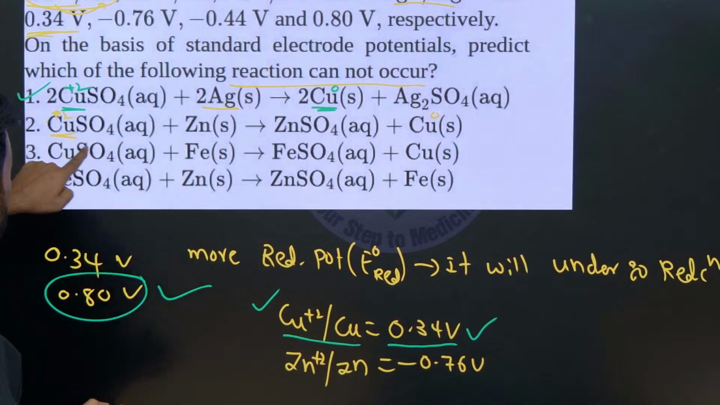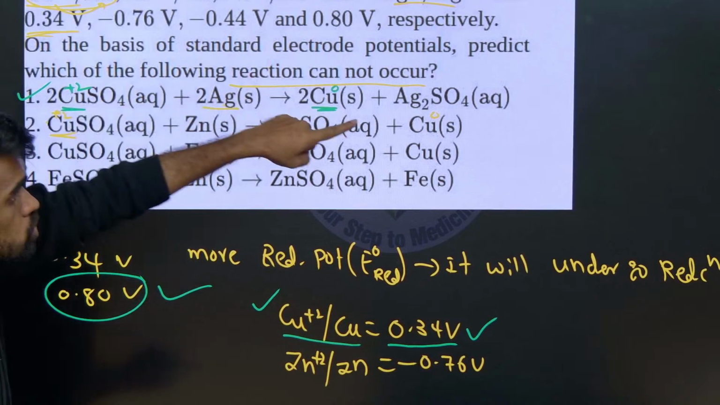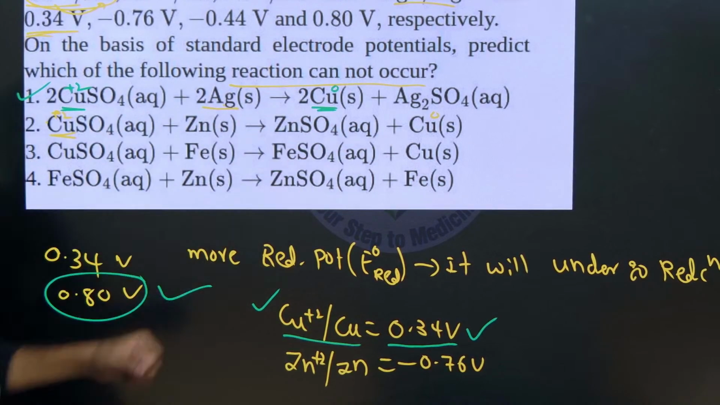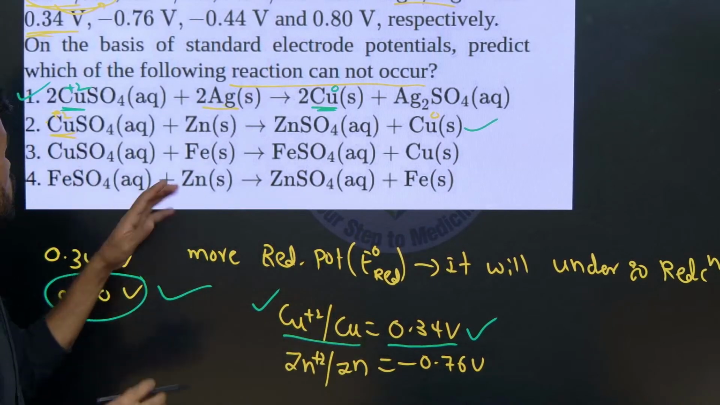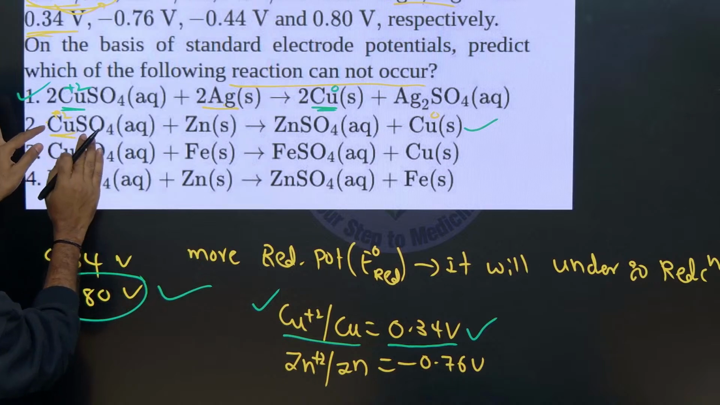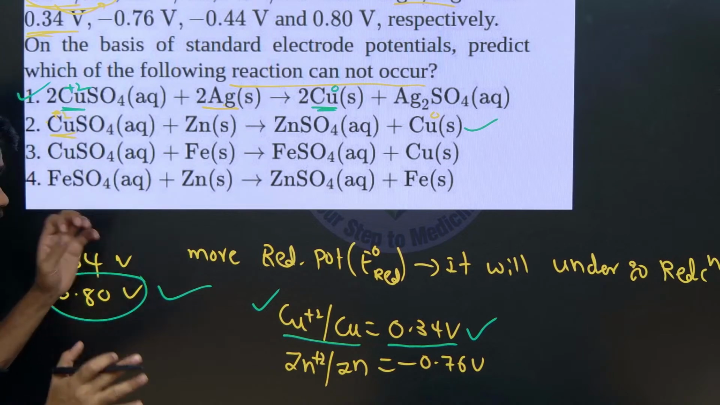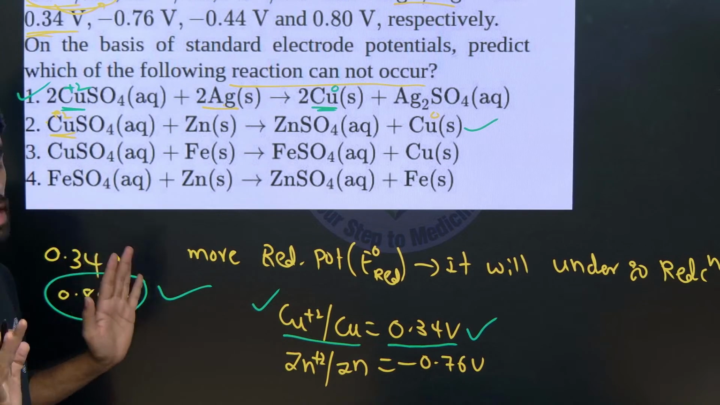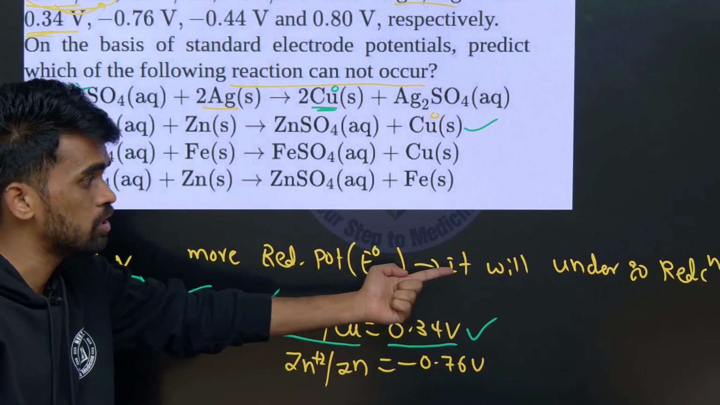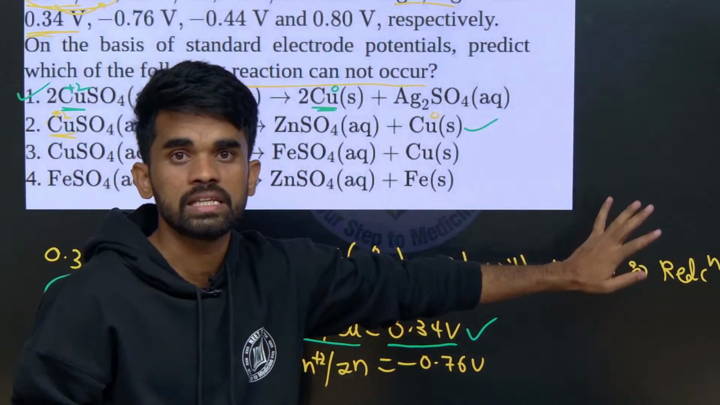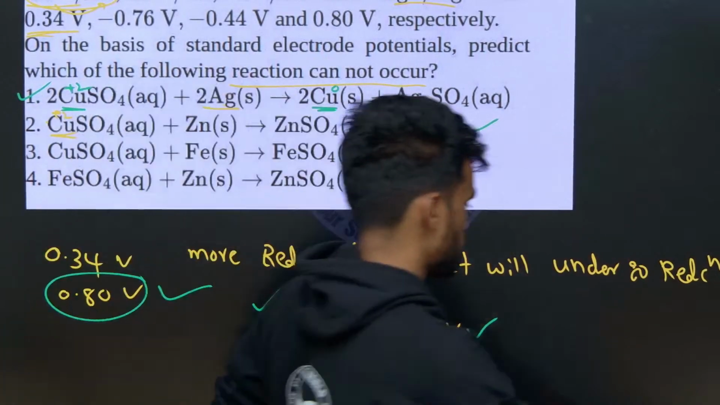So here Cu+2 is converting into Cu0, which means this reaction is possible, right? Therefore this is correct, this reaction will take place, but not the first option. Like that we have to choose. I hope it is clear without any confusion. The higher the reduction potential value, the more easily that species will undergo reduction, that's it.